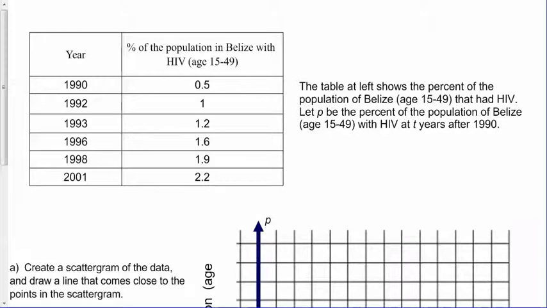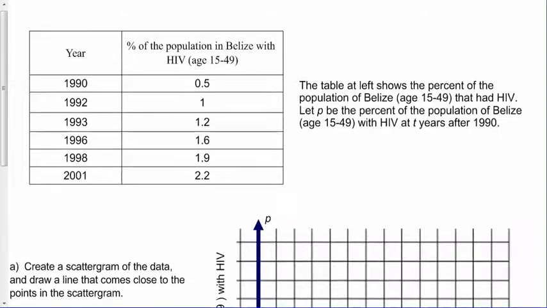The table at left shows the percent of the population of Belize, age 15 to 49, that had HIV. Let P be the percent of the population of Belize, age 15 to 49 with HIV, at T years after 1990. Now we're going to be asked to do something with this information.